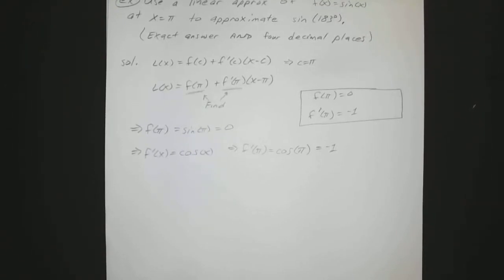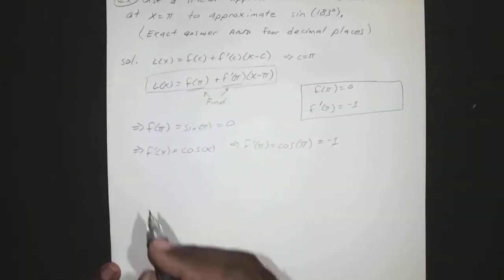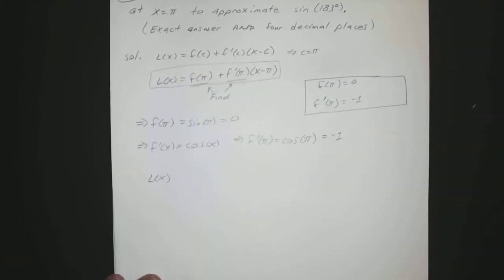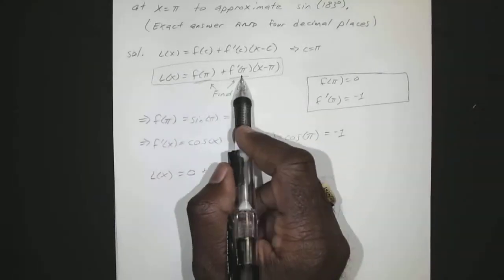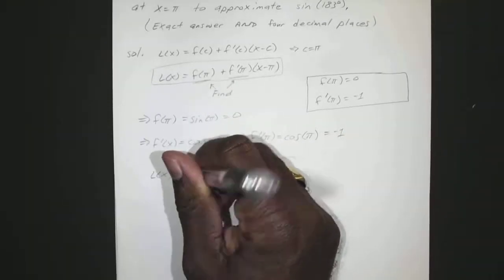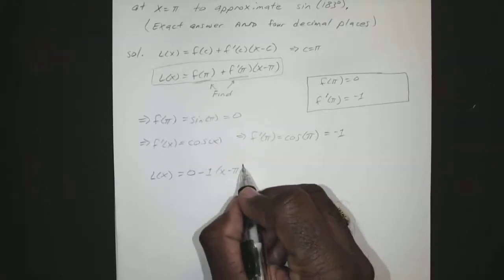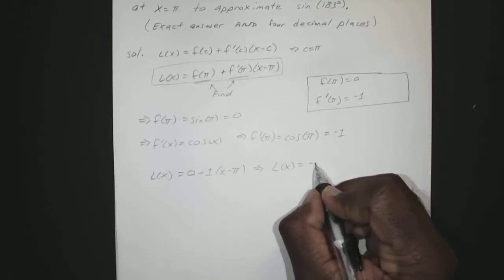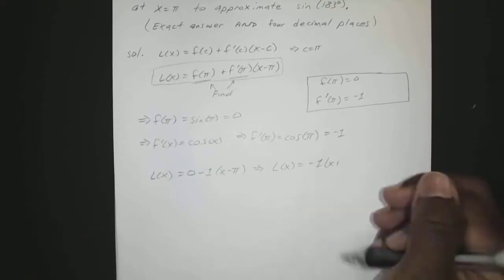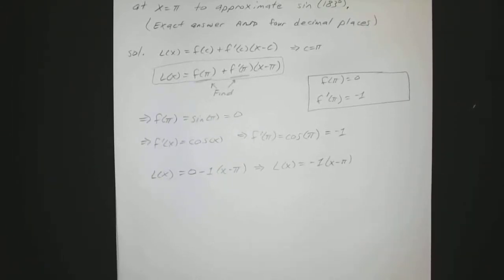Now we just go ahead and plug it in. So our L of x is equal to f of pi, which is 0, plus f prime of pi, which is -1, times x minus pi. Or you can just drop the 0 and make it negative x minus pi. So this is your linear approximation at pi.